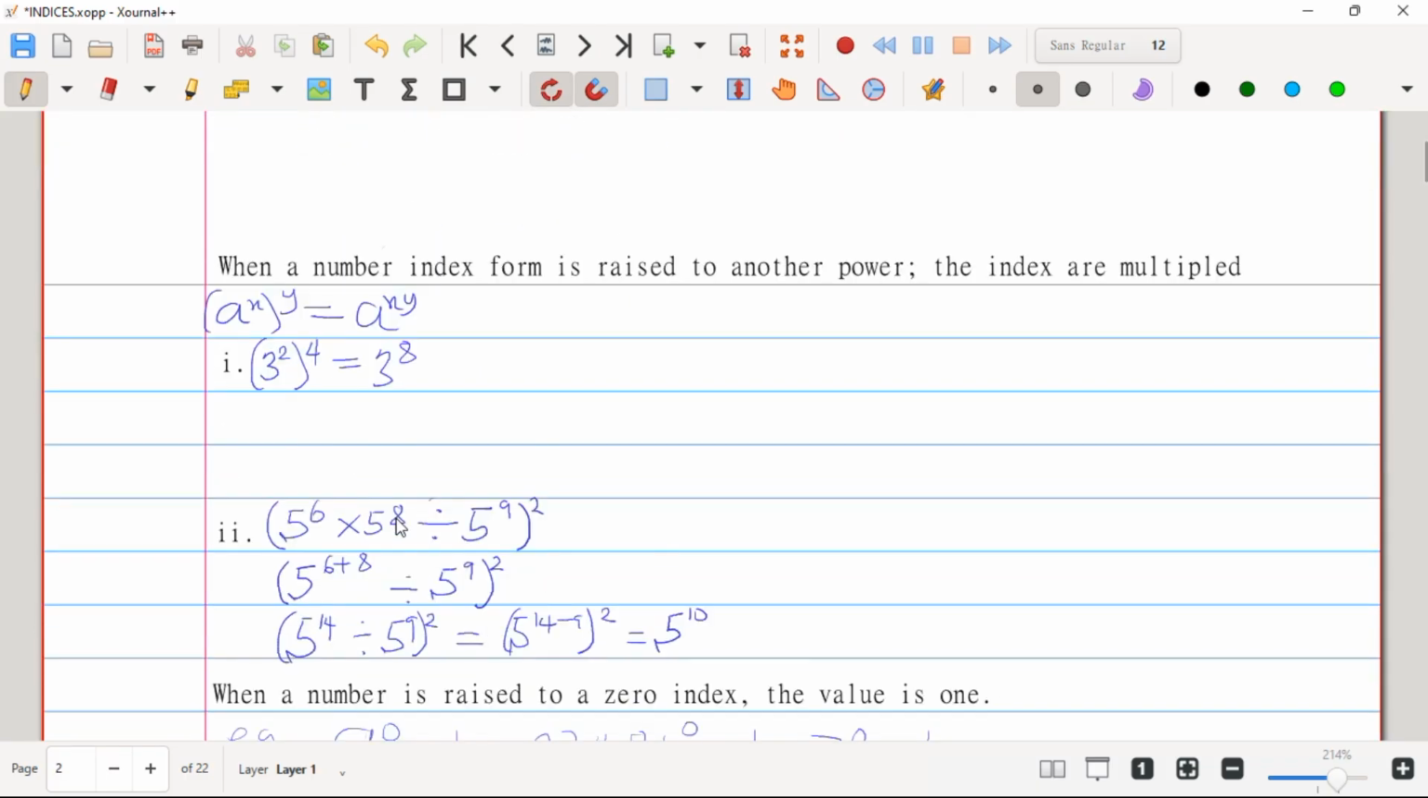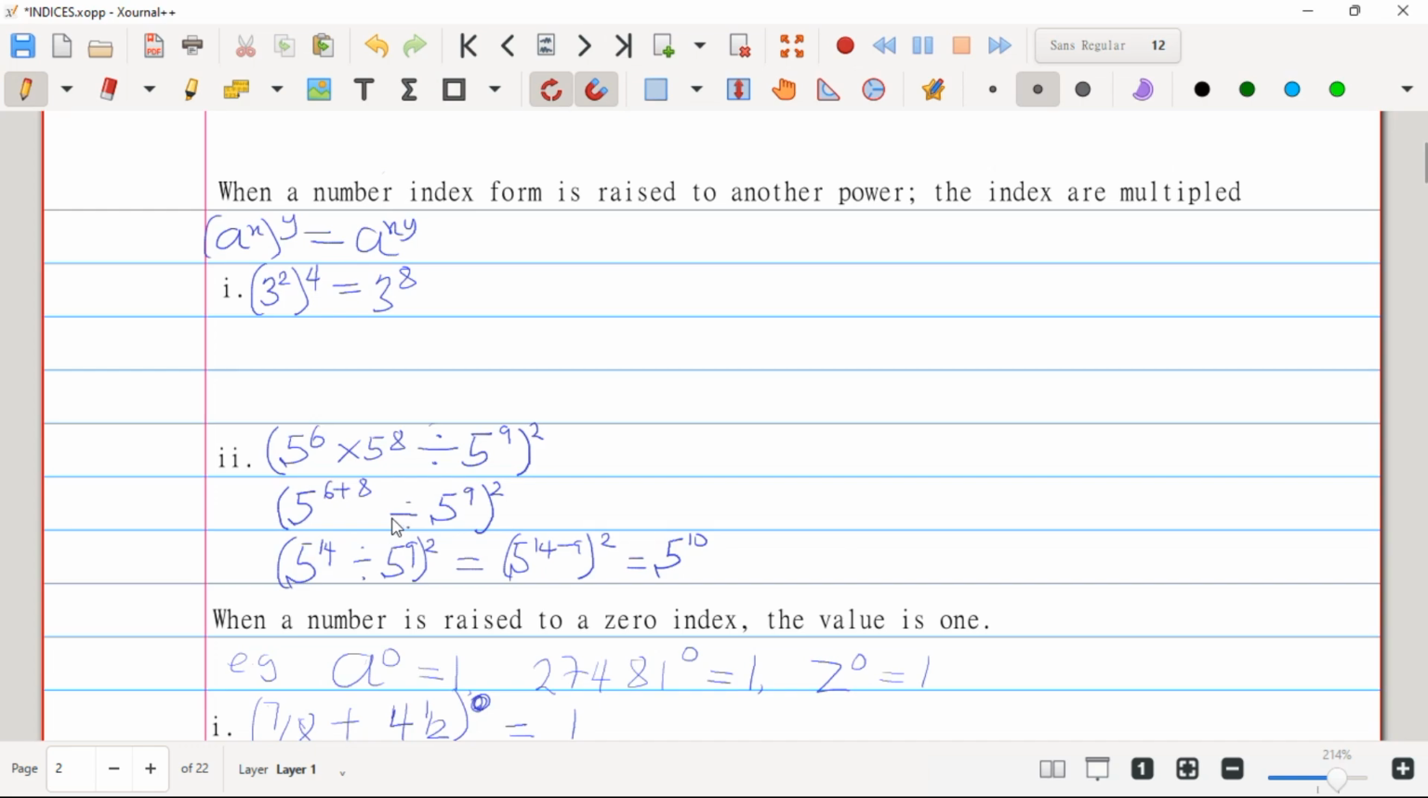Yes. So the third on my list is that when a number in index form is raised to another power, the indices are multiplied. We learned that the indices are called the exponents. So they are saying that if you have an exponent and that exponent is raised to another exponent, all you do is multiply the two exponents together. So here we are having a raised to the power x, all in bracket, raised to the power y. So here we are going to have a raised to the power x times y, as you have seen in this expression.